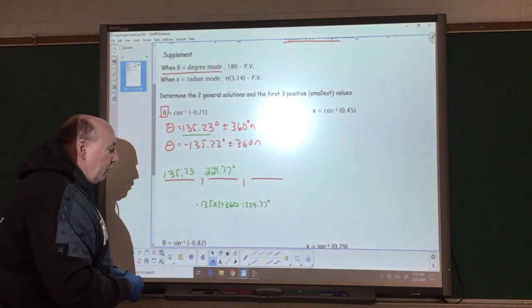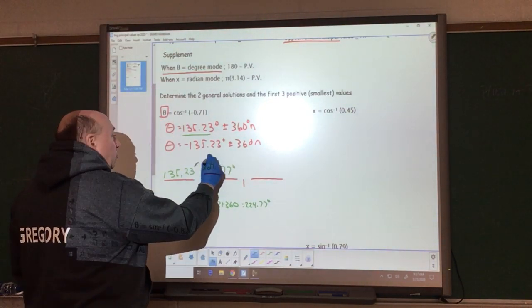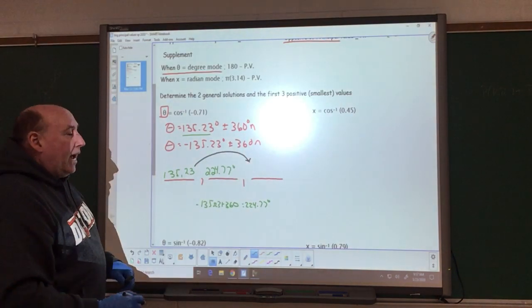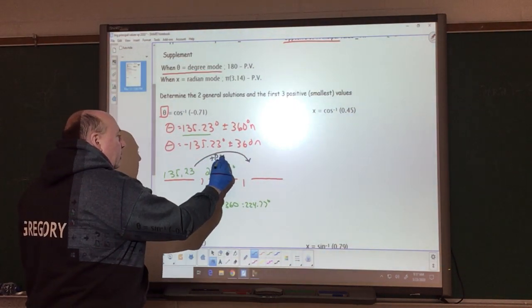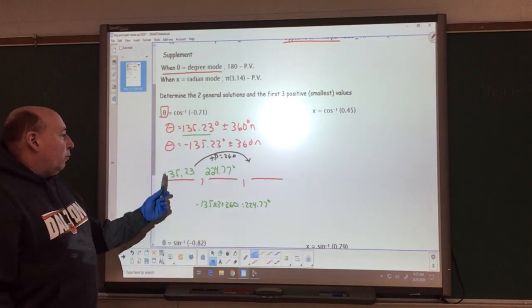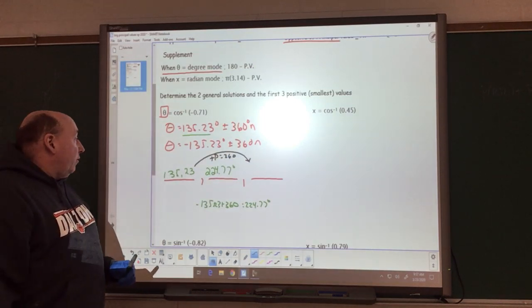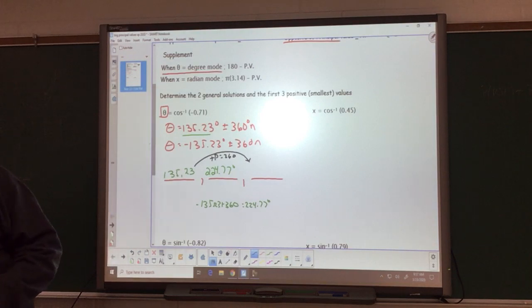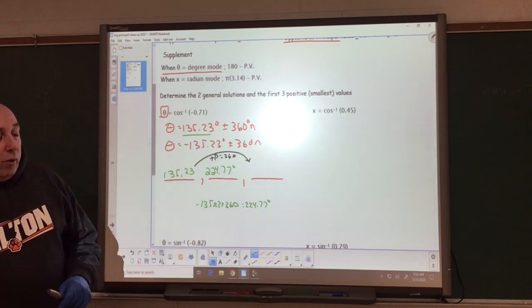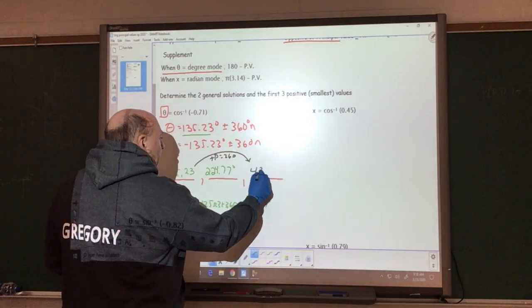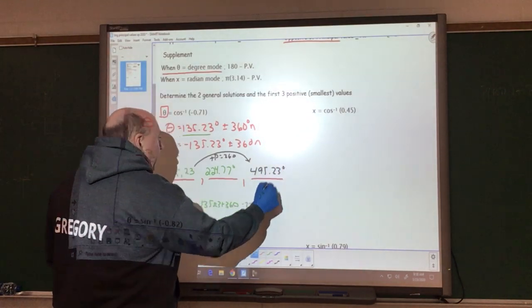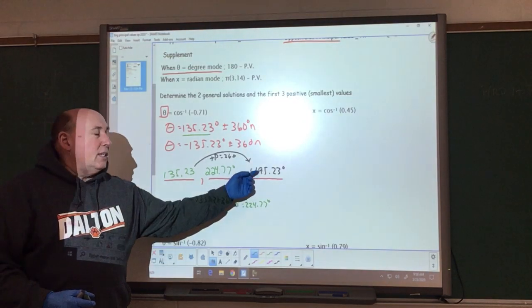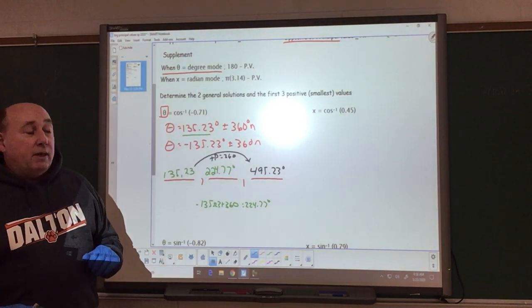And then to go from 1 to 3, if you remember back to what we did last week, we played leapfrog, we add the period, which is 360 degrees. So we have 135.23 plus 360, and you get 495.23 degrees. And if I would take the cosine of this angle, I should come down to close to negative 0.71.